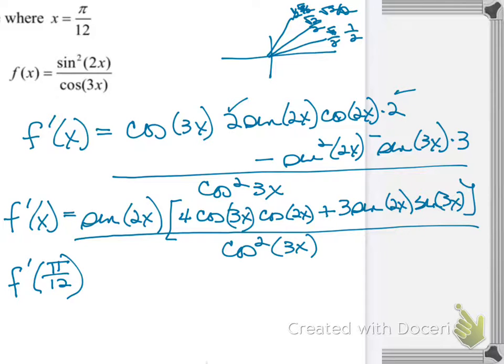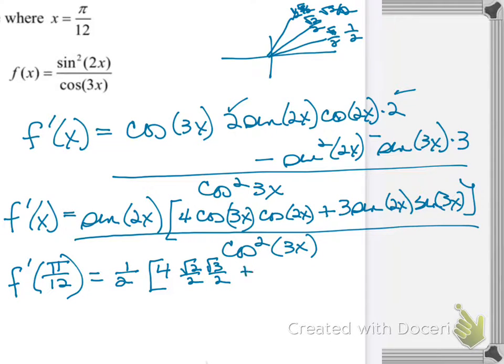So sine 2x, that's sine of pi over 6. The sine of pi over 6 is going to be the second value for the lowest angle, so that is going to be 1/2. Okay, so then, now I have a 4, and cosine of 3x is the cosine of, let's see, pi over 4, right? So cosine of pi over 4 is root 2 over 2. The cosine of 2x is the cosine of pi over 6, and that is root 3 over 2.